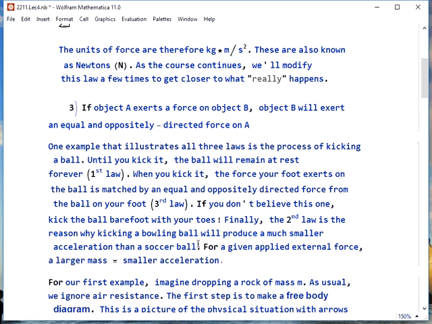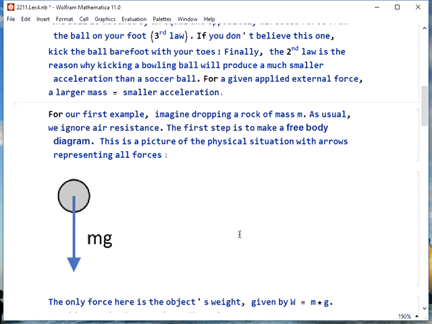The second law is also in action here because if you try and kick a bowling ball, you'll get a much smaller acceleration than if you try and kick a soccer ball because of the mass difference. For a particular applied force, the larger the mass, the smaller the acceleration. We can look at a more specific mathematical example.